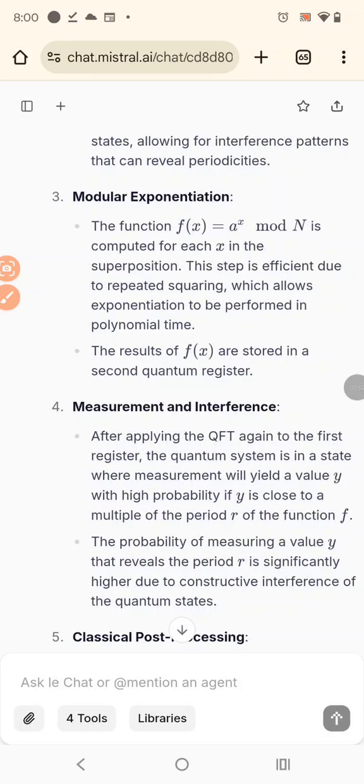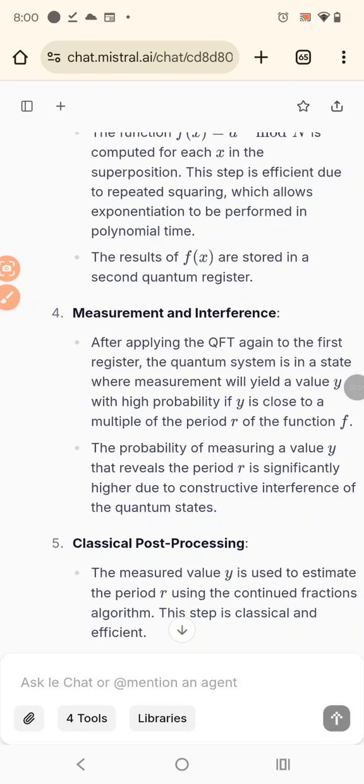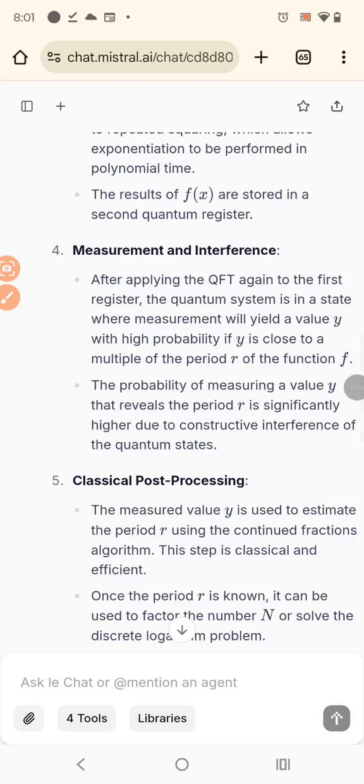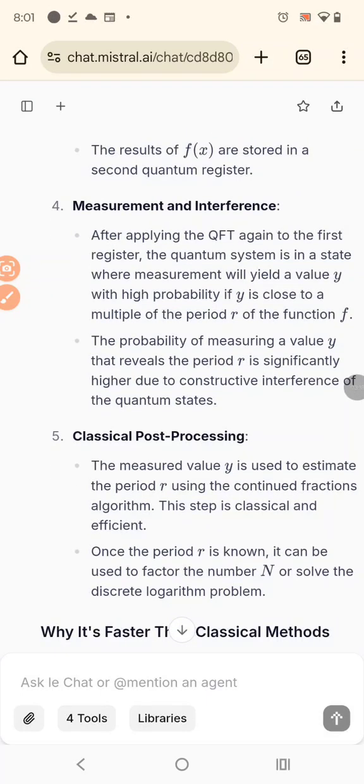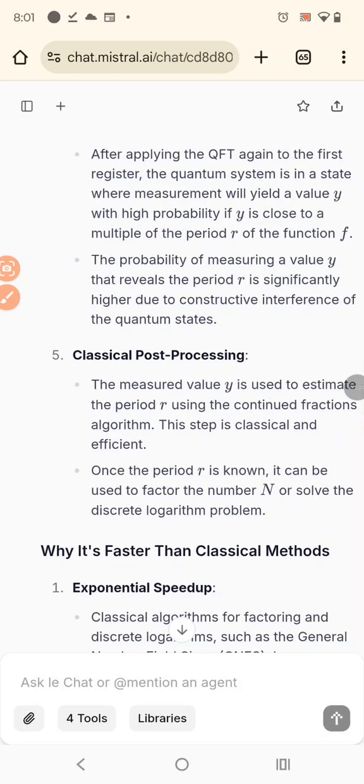And measurement and interference. After applying the QFT again to the first register, the quantum system is in a state where measurement will yield a value y with high probability if y is close to a multiple of the period r of the function f. The probability of measuring a value y that reveals the period r is significantly higher due to constructive interference of the quantum states. The measured value y is used to estimate the period r using the continued fraction algorithm. This step is classical and efficient. So this is the post-processing part.